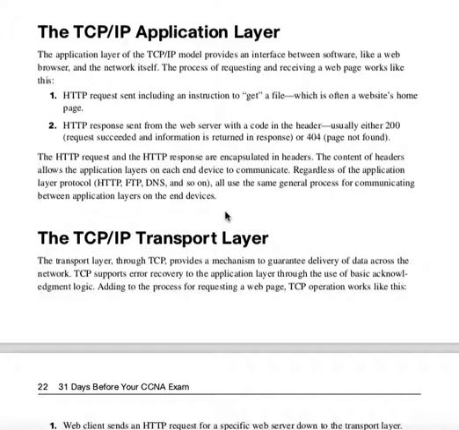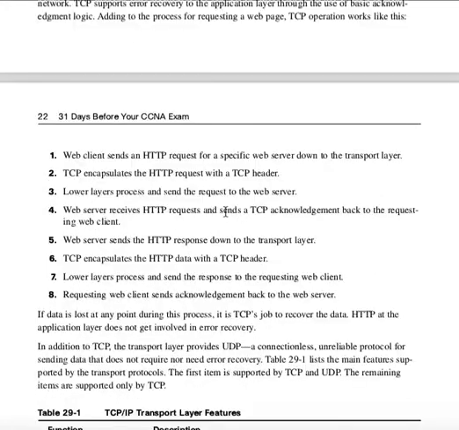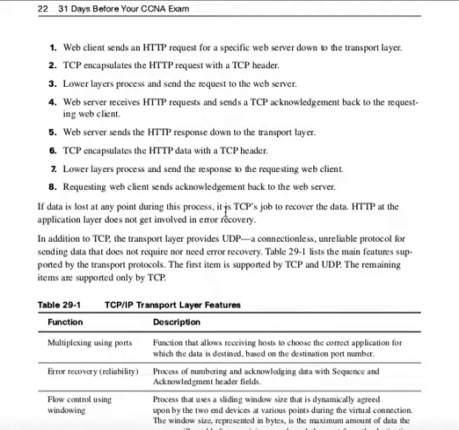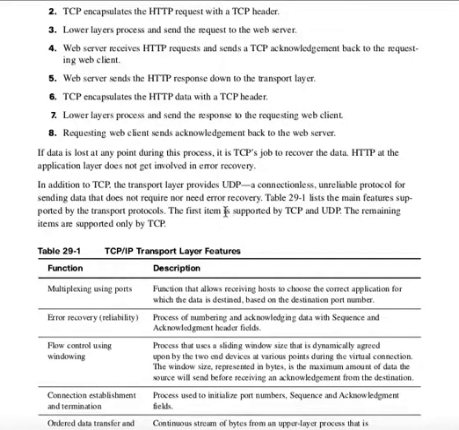The TCP supports error recovery to the application layer through the use of basic acknowledgement logic. Adding to the process for requesting a web page, TCP operations work like this. The web client sends an HTTP request for a specific web server down to the transport layer. TCP encapsulates the HTTP request with a TCP header. The lower layers process it and send the request to the web server.